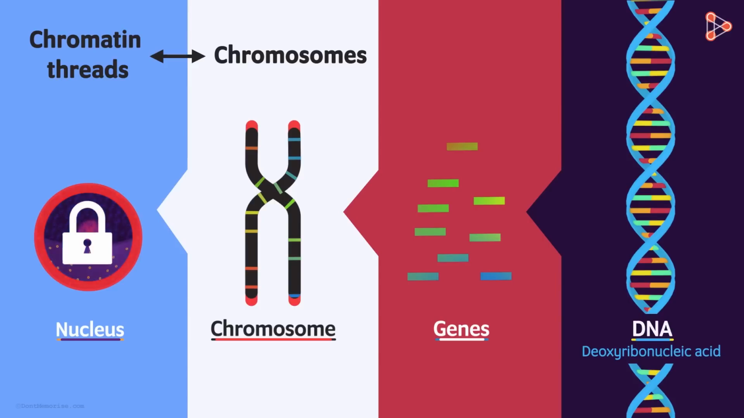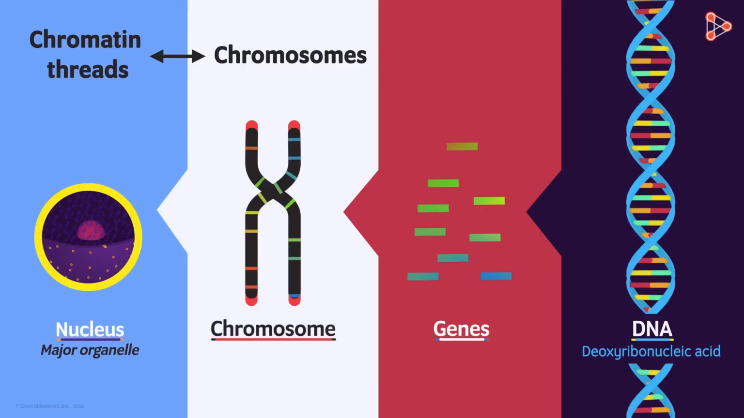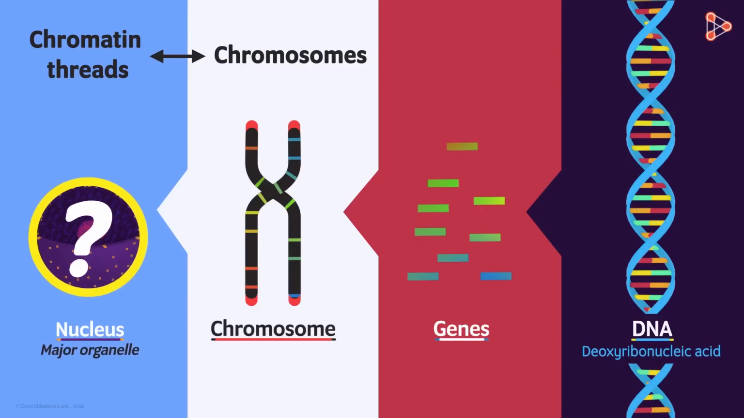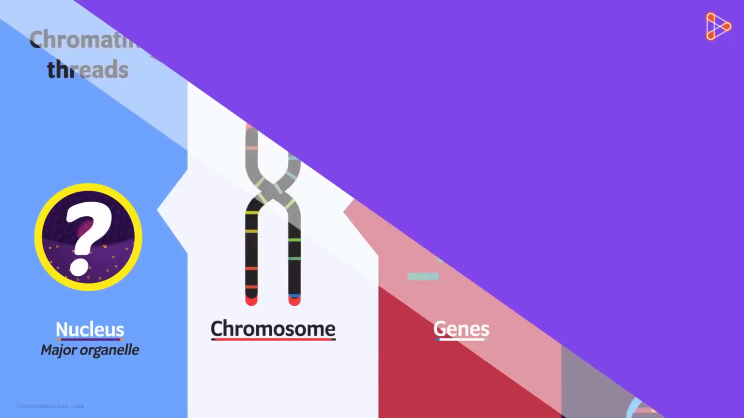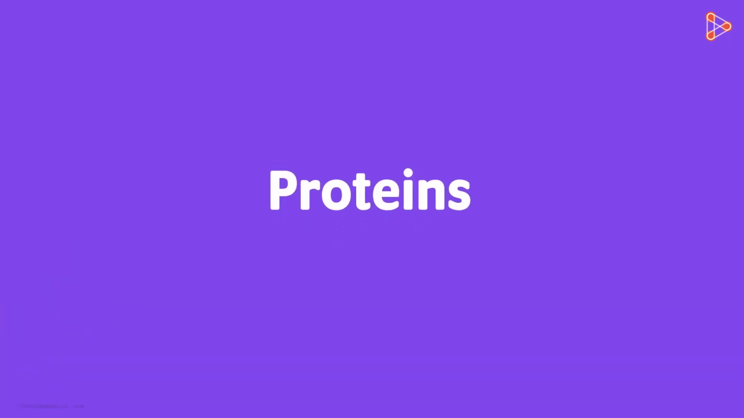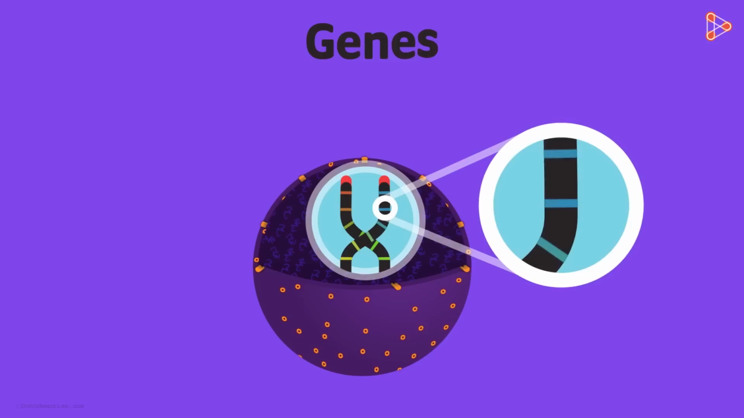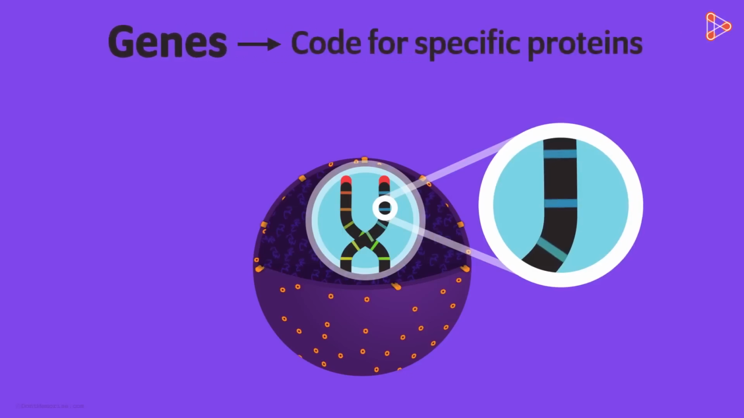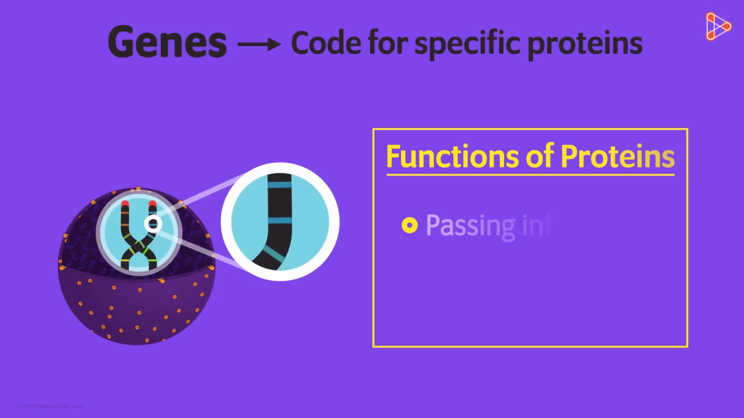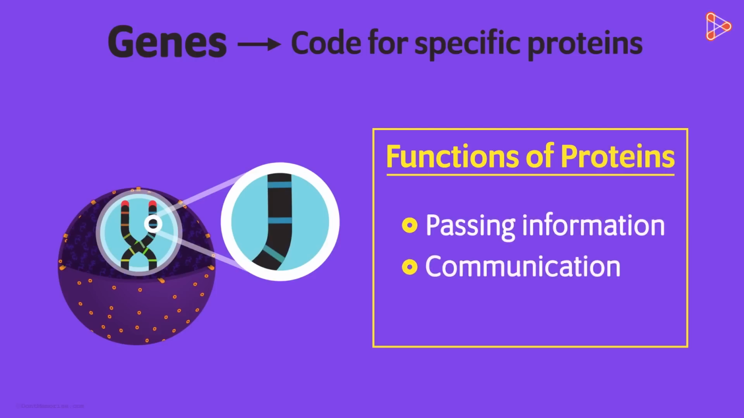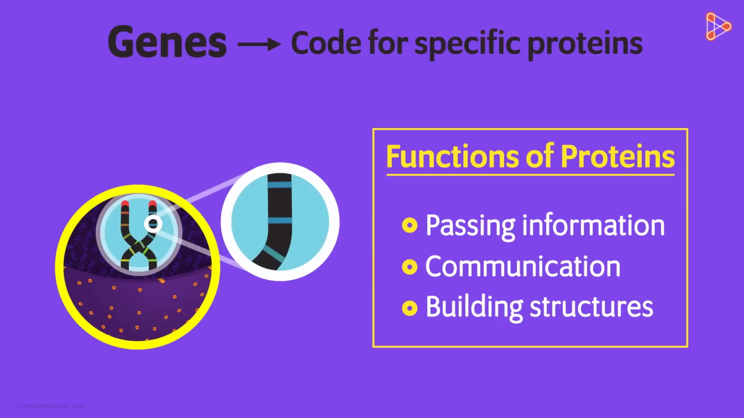Now, this was about why the nucleus is called the major organelle. But any idea how the system of regulation works? Well, that happens with the help of proteins. The genes present in the nucleus code for specific proteins. These proteins perform various functions that we find in the cell. So functions right from passing information, communication, or even building structures, all these are carried out by the specific proteins. That is how the nucleus helps in regulating the various functions of the other cell organelles.